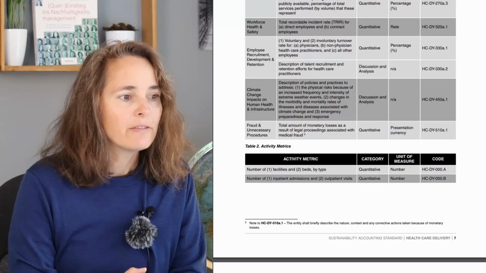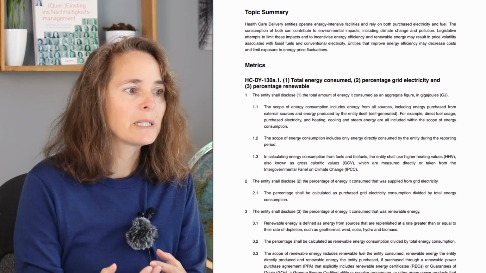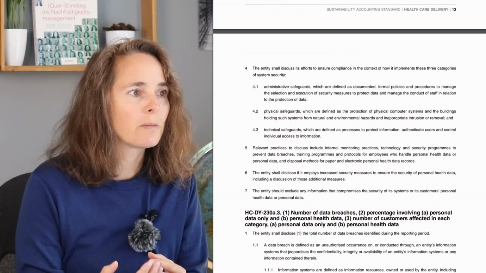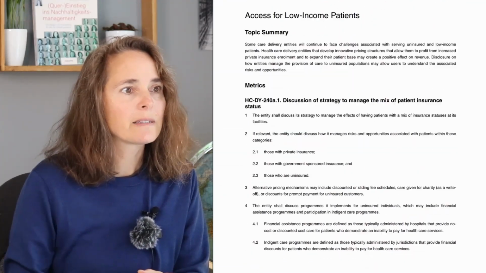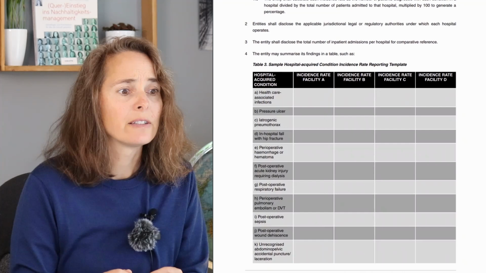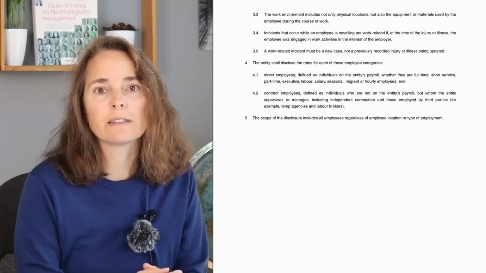So if I look up the healthcare sector, I see that energy management, waste management, and patient privacy are the most important topics. And I see all these topics with the categories, the KPIs, and the metrics themselves. And I even get sample tables that I can use for providing the information that is needed. To be on the safe side, I also check the GRI standards for the sector I'm operating in. Yeah, they're not available for all of the sectors, but if it's available, it's also a good resource.